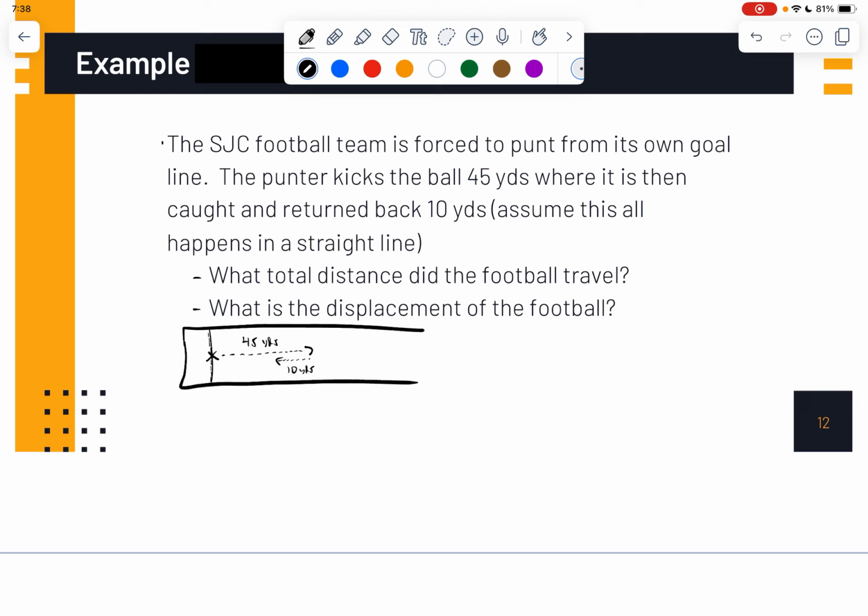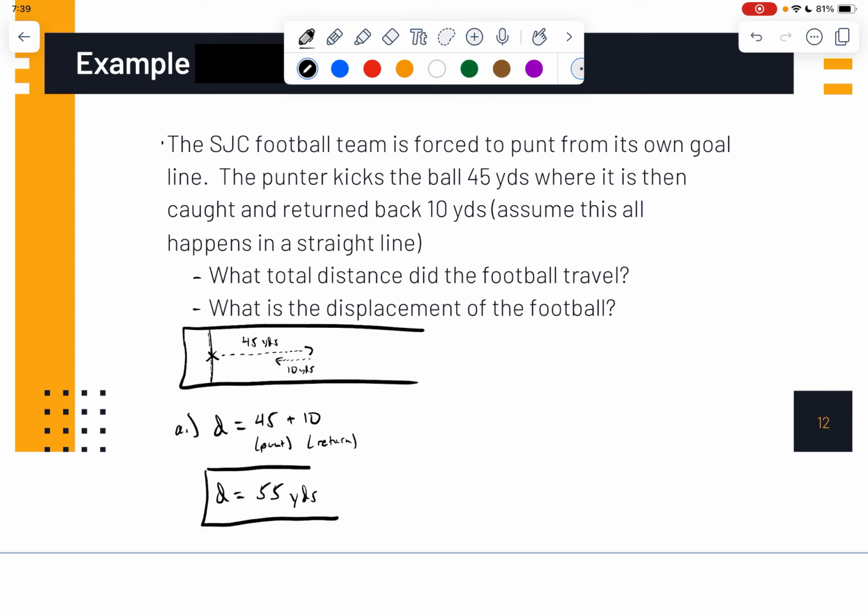So with this, we're looking at part A, trying to find the total distance traveled. All right, total distance, we're just adding up each individual leg of our motion. So the football first moves 45 yards from the punt. It then moves 10 yards from the punt returner running it back. So our 45 yards was coming from the punt, and the 10 yards was coming from our return. So for total distance, we add 45 plus 10. The football is going to travel a distance of 55 yards.